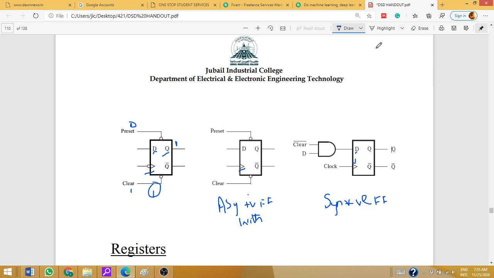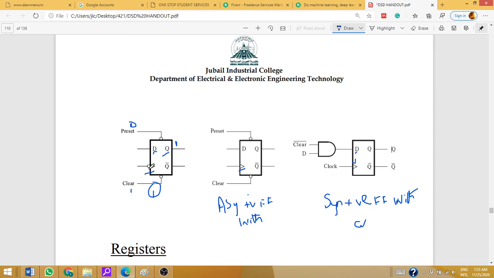And why is it this one? You can see there is no bubble, so we are saying it is a positive edge trigger flip flop with active low clear. Active low clear, you can say, because clear is with 0. Anyway, these all are flip flops, D flip flops.